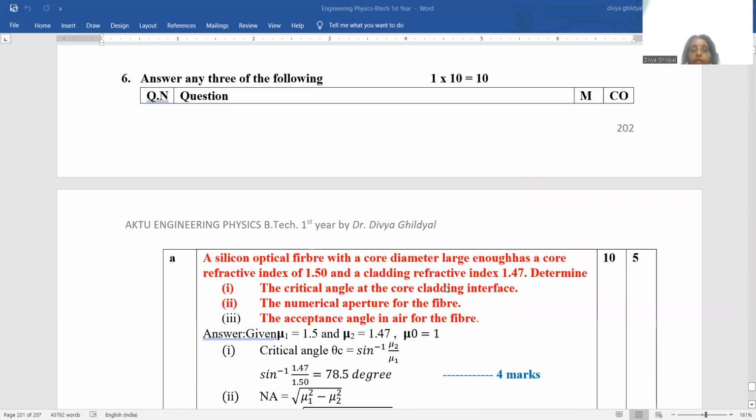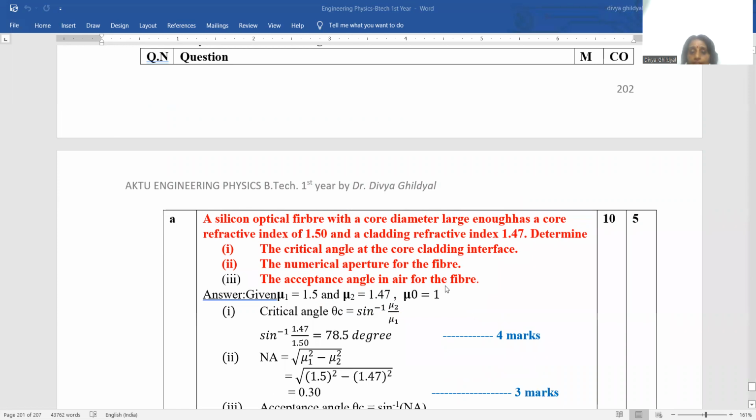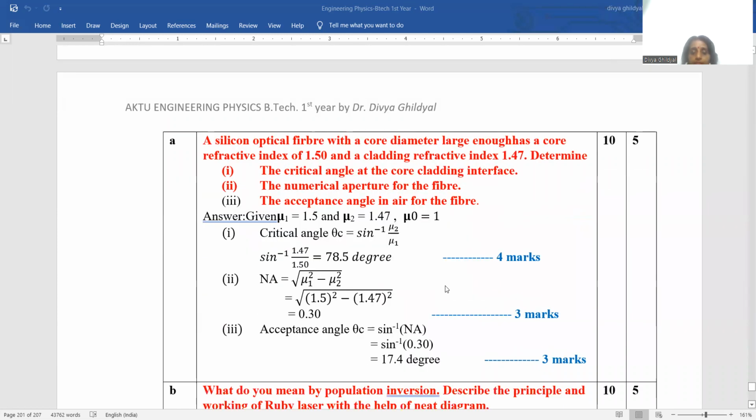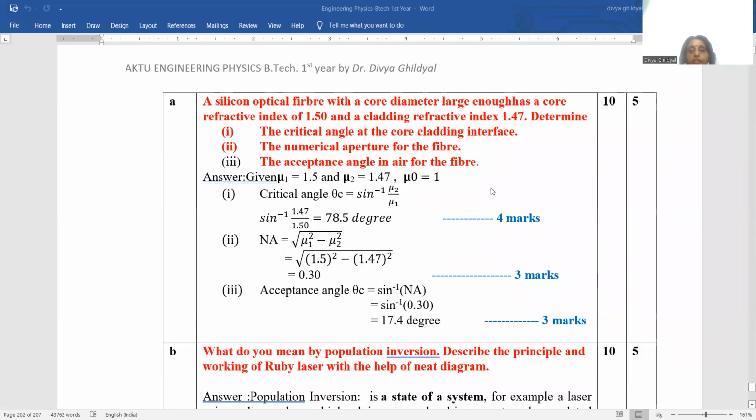Okay. A silicon optical fiber with a core diameter large enough has a core refractive index of 1.5 and a cladding refractive index of 1.47. Find critical angle, numerical aperture, and acceptance angle. Formula for critical angle is sine inverse mu2 upon mu1. Here, mu2 is 1.47 and mu1 is 1.5. So I get my critical angle as 78.5 degree. This can fetch me 3 to 4 marks.